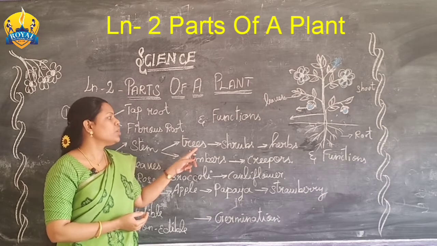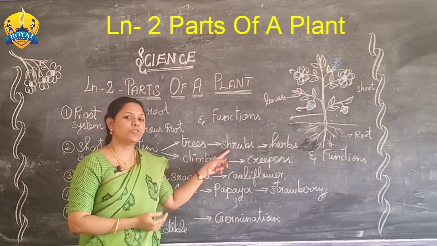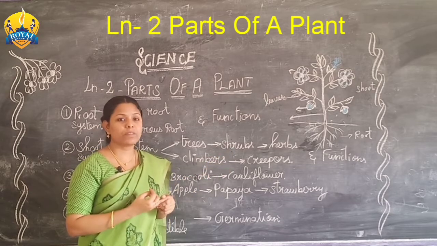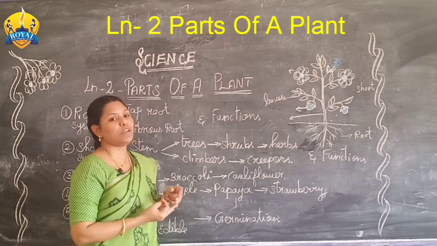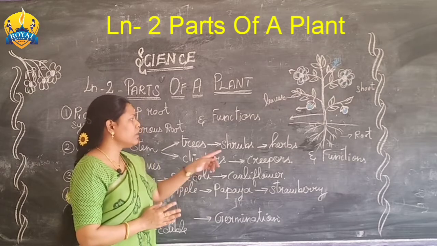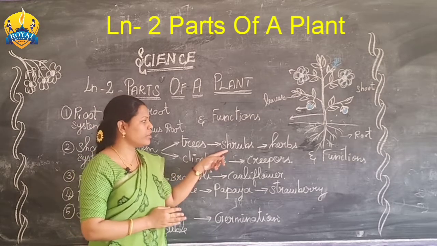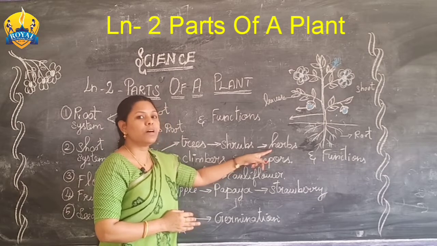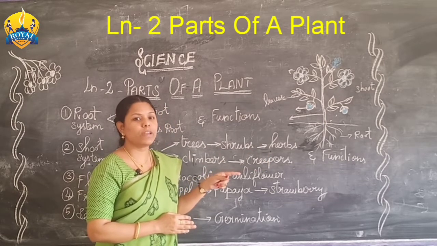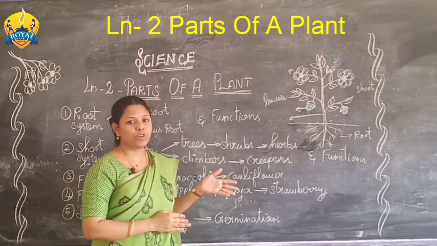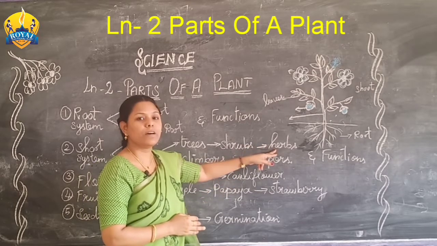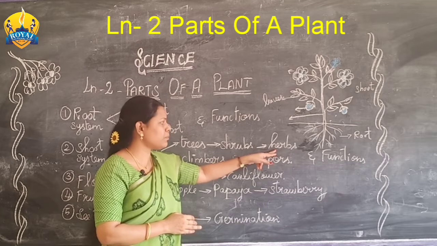After that we are going to learn about shrubs. Shrubs are, for example, rose and hibiscus. These plants are in the shrub category. Another one is herbs. Herb examples are mint and coriander, which you normally see in your kitchen, your mom uses them to prepare food. These come under the category of herbs.